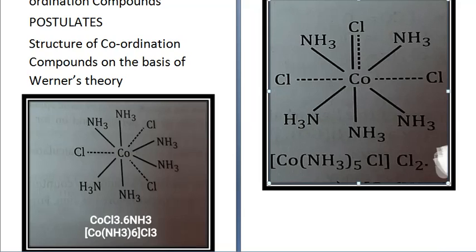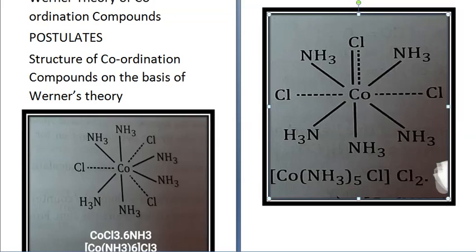Similarly, if the compound is CoCl3.5NH3, in that case the compound will become [Co(NH3)5Cl]Cl2. Secondary valency is 6. So 1 ammonia has been removed, and in its place 1 chlorine gets transformed into secondary valency, and only 2 will be primary valency. Those 2 will be shown by dotted lines outside. Only 2 will be able to ionize.